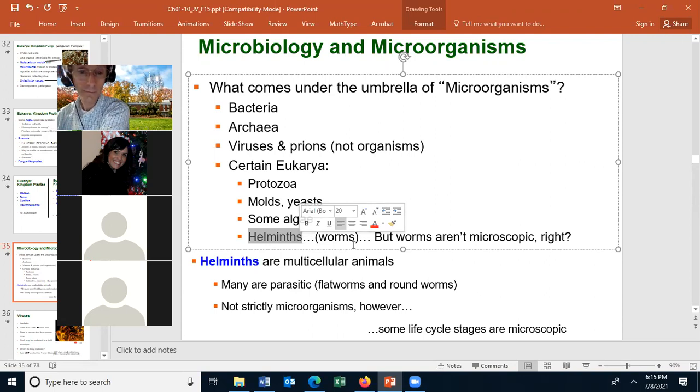Of the helminths, they're all multicellular animals. Many of them are parasitic, like the parasitic flatworms and the parasitic roundworms, but you should realize that most of the helminths are not parasitic. They will not infect a human, and they will not make a human sick. Any question about any of that?